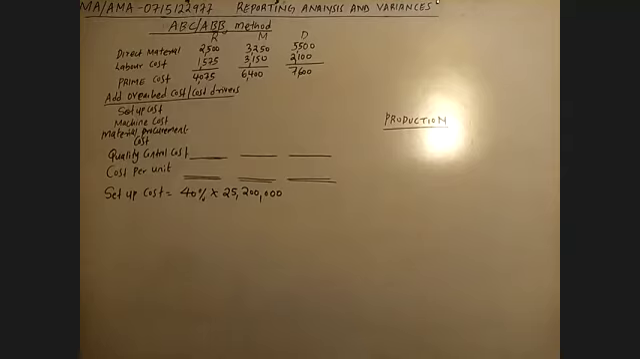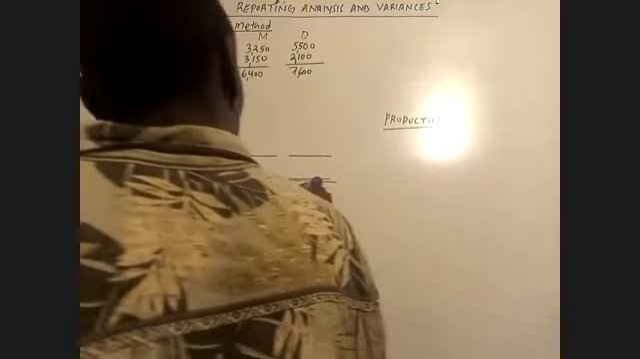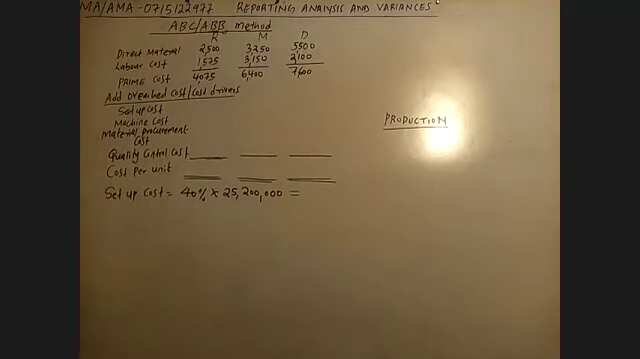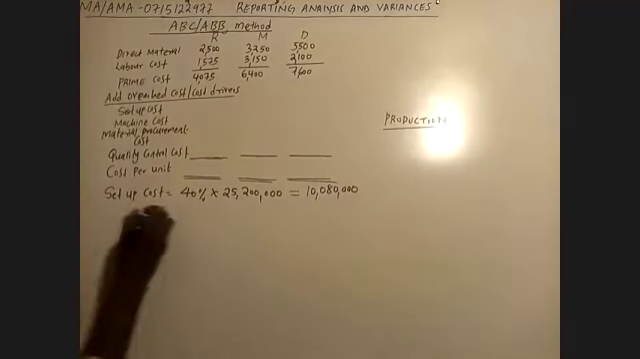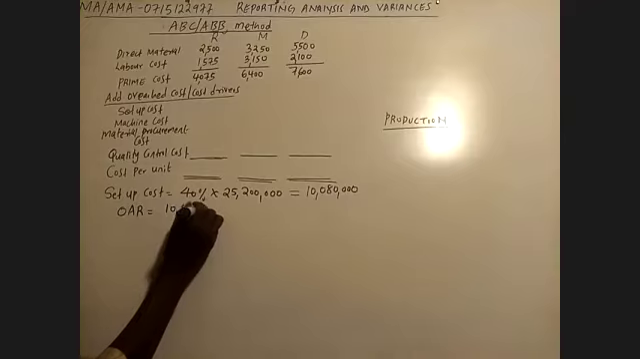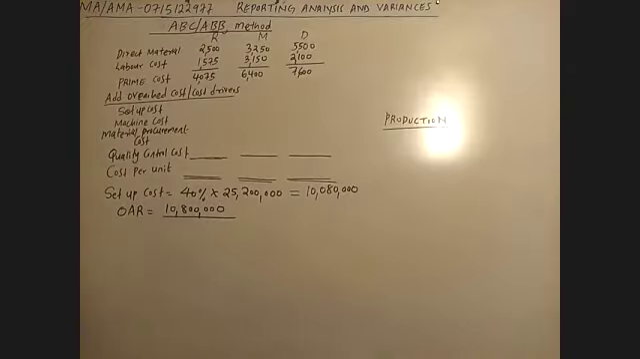So 200,000, how much would that be? Itakuwa ni 0.4 times 25,200,000, which is 10,080,000. Now I need to find the OAR because this setup cost itakuwa ni 10,080,000. We are supposed to divide them with the number of setups. So add for me all the number of setups together.